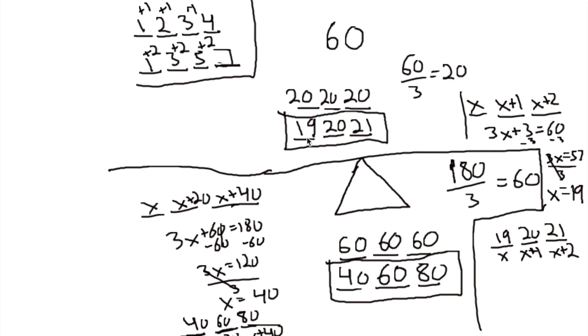So now I know really quickly what my 3 consecutive integers are that add up to 60. It's a lot quicker than doing this.